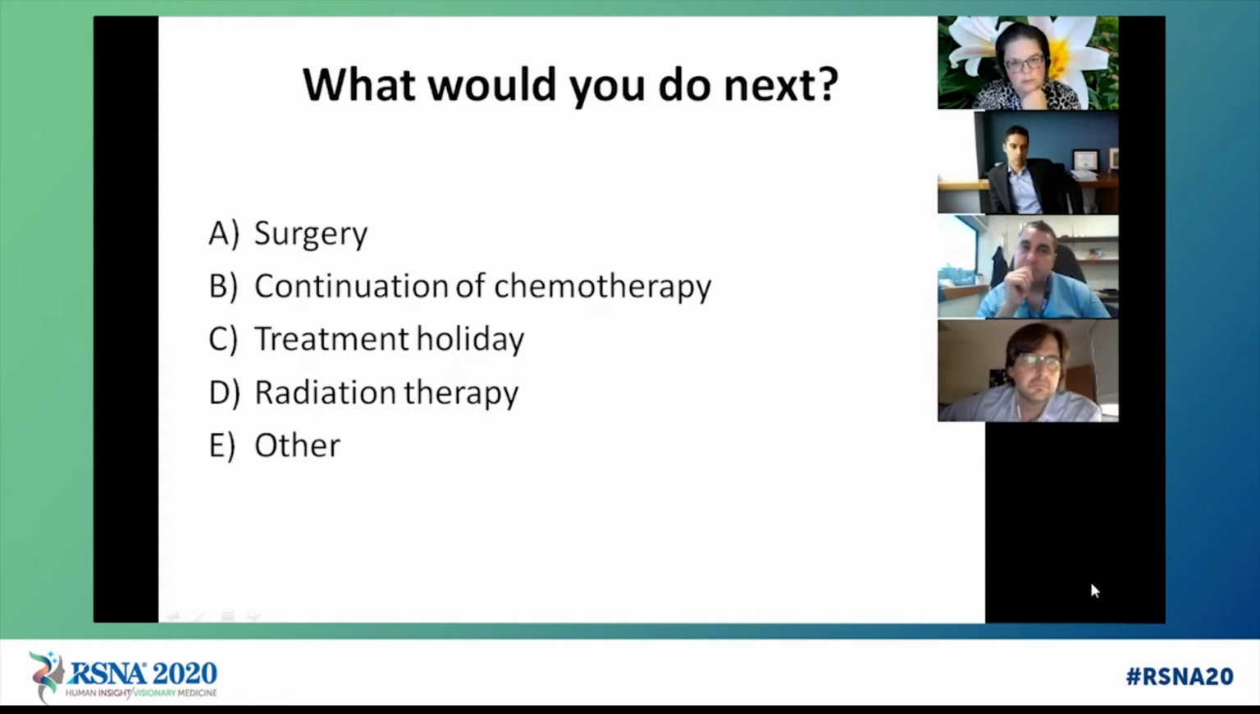So what would be the next steps if he has gotten 6 cycles of Gem-Cis and is struggling? What would you recommend? And I'll ask Dr. Lacan. We would consider radiation in this setting. Dr. Anwar, can you talk about what thoughts you might have about radiation?